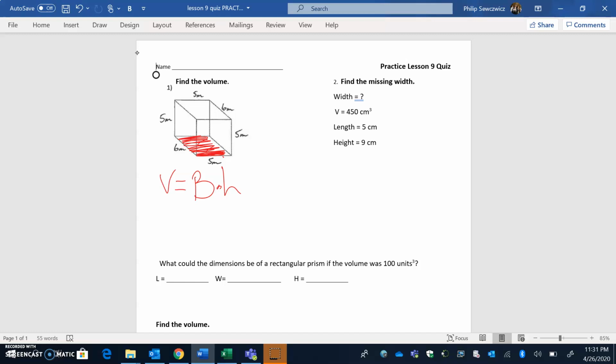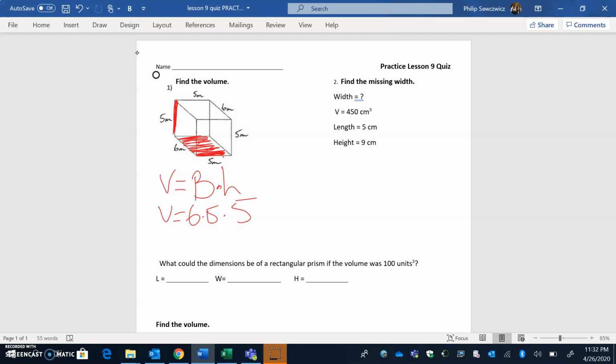So when I look at that, to find the area of that base, I would do 6 times 5 and I would get 30. So it's going to be a 6 times a 5. And then I'm going to multiply times the height. And then the height is going to go straight up and down. So that's your 5 as well.